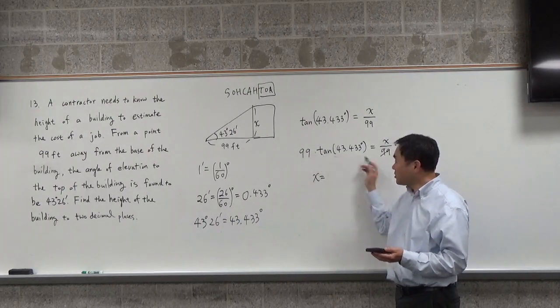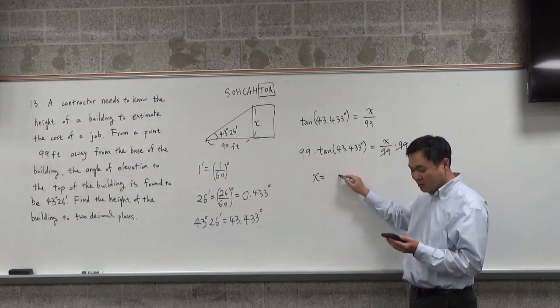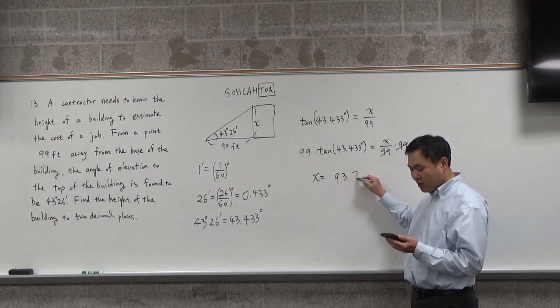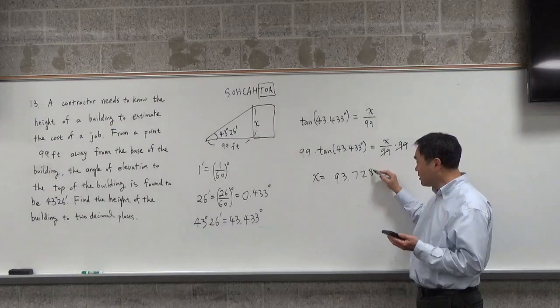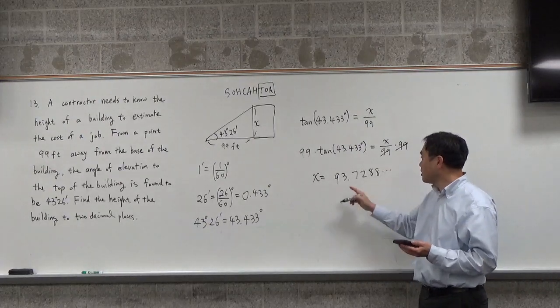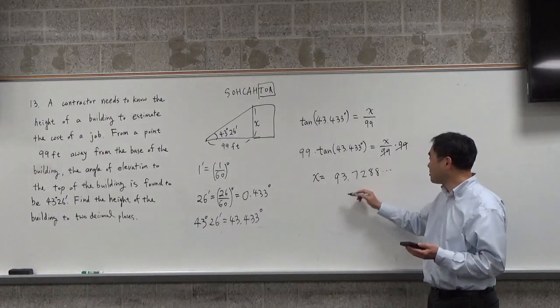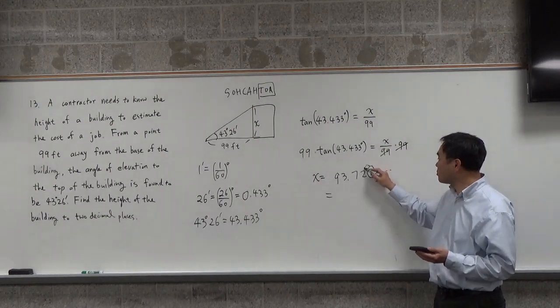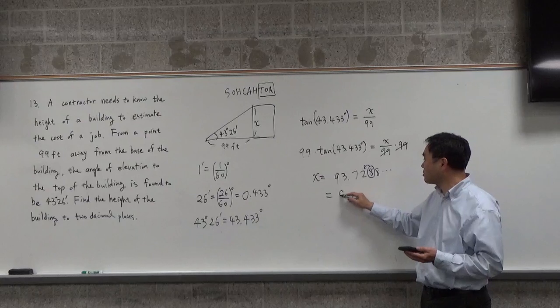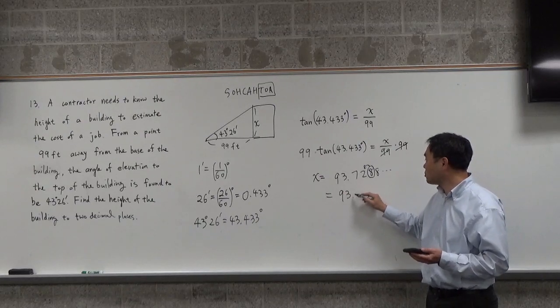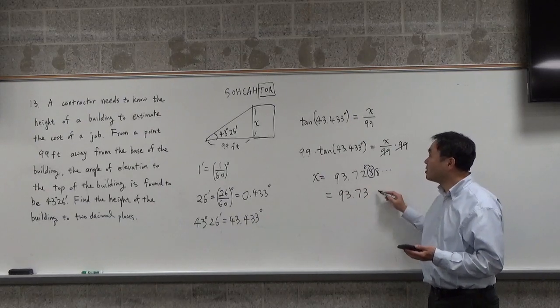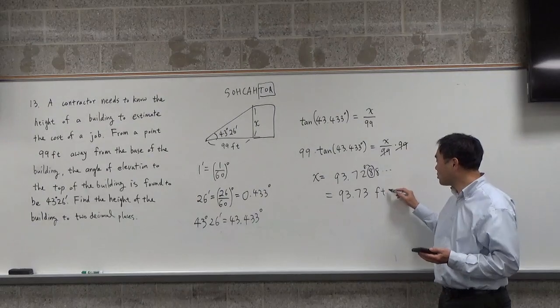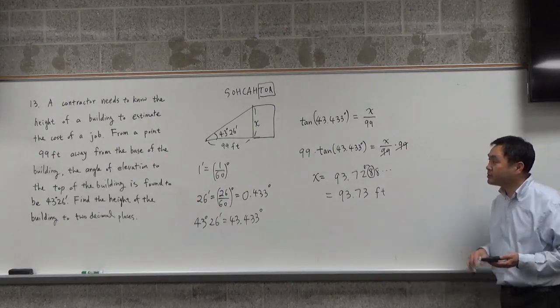So I put everything into the calculator, multiplying by 99. It tells me it's 93.7288 something, but it's to the hundredths. That's what they are asking, so you have to round to the nearest hundredth. The 8 rounds up the 2 to 3, so this is 93.73. And always make sure that you use the correct unit.